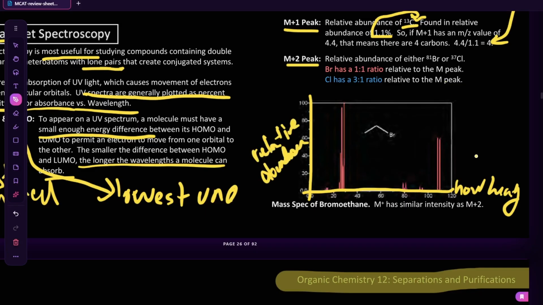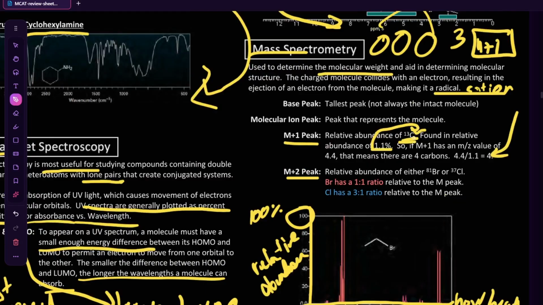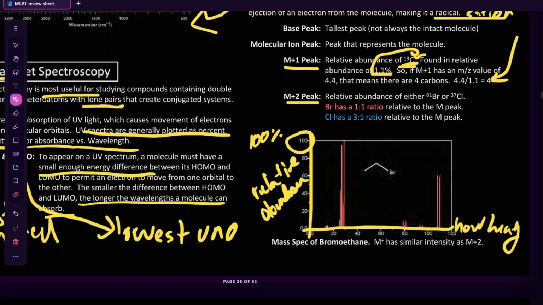So that's the whole point of this part. In other words, how common was that fragment? It's scaled to the tallest peak, which is set at 100%. So the tallest would be 100% abundance. We're talking about these isotopes, versions of carbon that can occur. And the tallest spike hitting 100% is your base peak. Okay, so we went over that, the base peak.